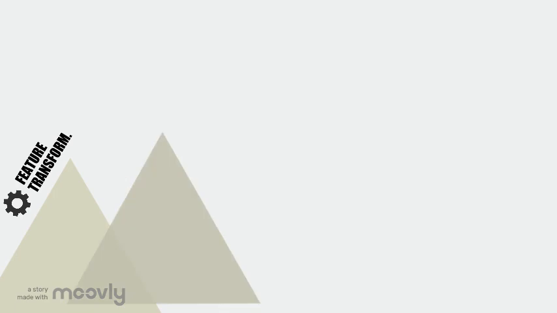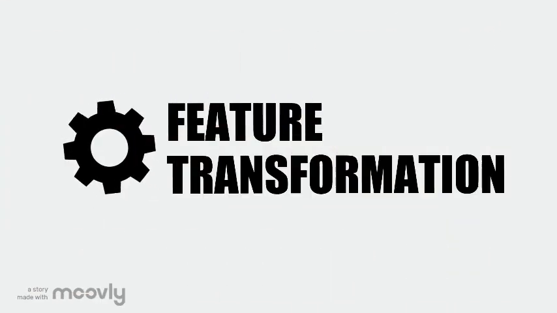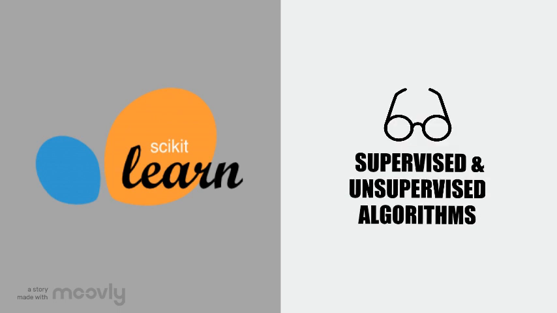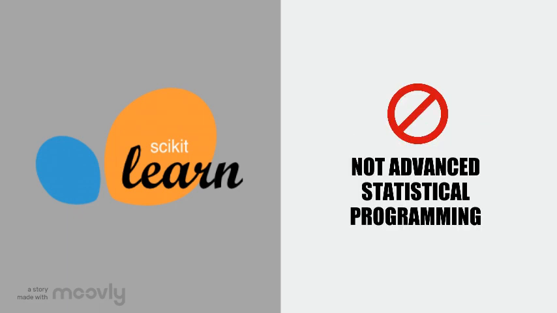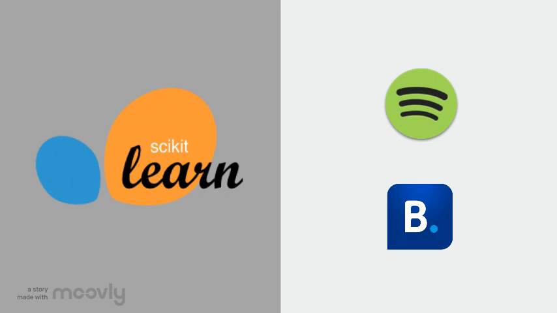For the machine learning process, we can think of it with the following 5 steps. The first step of feature transformation is critical for data pre-processing, and it is when a set of new features are created. Now we'd like to apply this using the scikit-learn library as an example. It is an open source library which was released in 2007 and covers various machine learning algorithms. It is known for being user-friendly, but one of the key downsides is that it's not equipped to perform advanced statistical programming. Some of its key use cases include predicting customer churn and text classification, and companies who have used scikit-learn include Spotify and Booking.com.